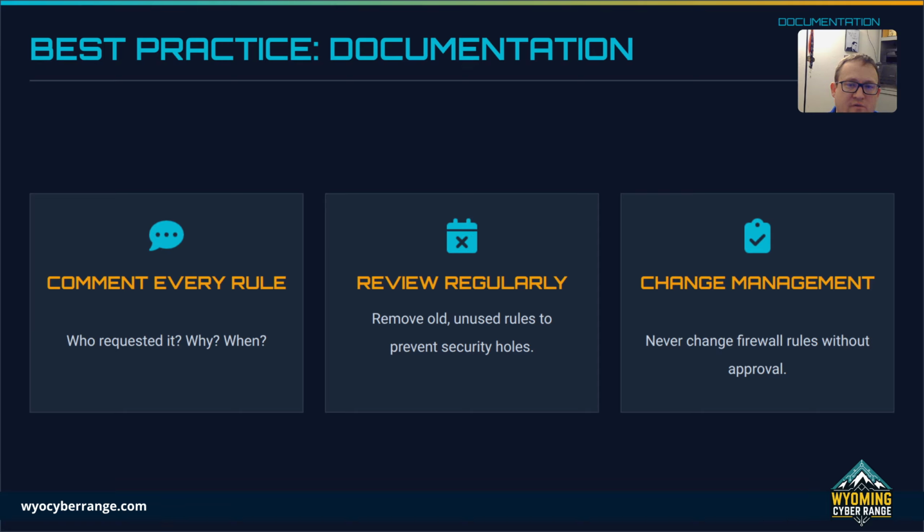Our third rule is always going to be documentation. You might know what the rule does today, but will you remember it in 6 months? So comment every rule. Review regularly. Remove old rules that aren't needed anymore. Old forgotten rules are just common security holes, okay? And then never change a firewall rule without approval and a record of who did it and why. So have some change management.